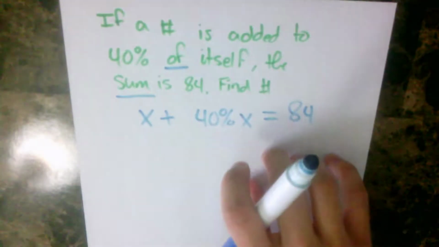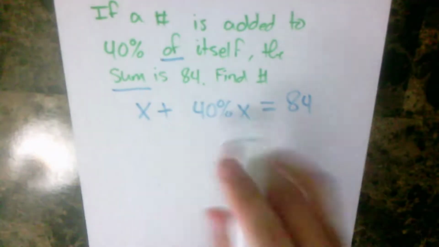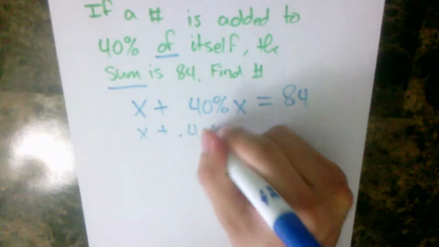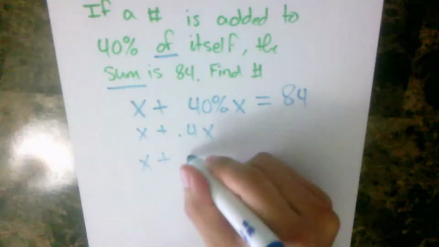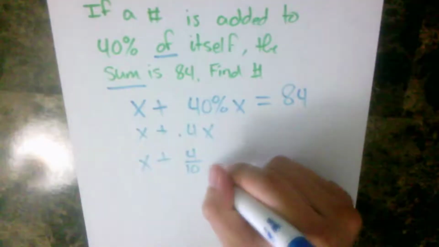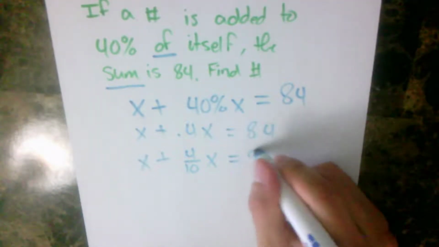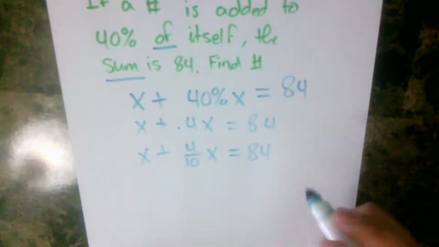But to finish off this problem, there are many ways you can do it. You can look at it like this. You can look at it like this. X plus 0.4 X, X plus 4 over 10 X. They all equal 84. So all of these are exactly the same. I don't really care how you set it up.